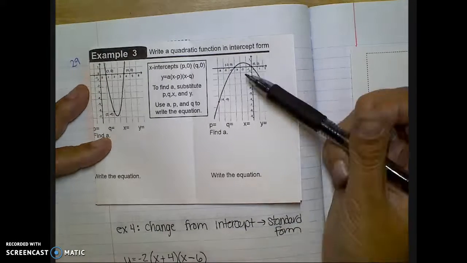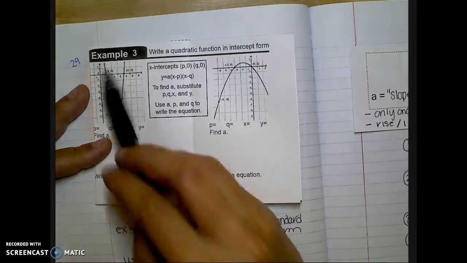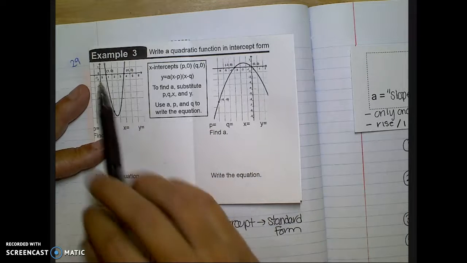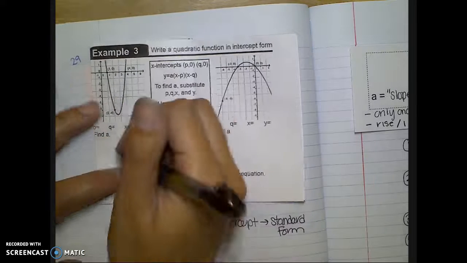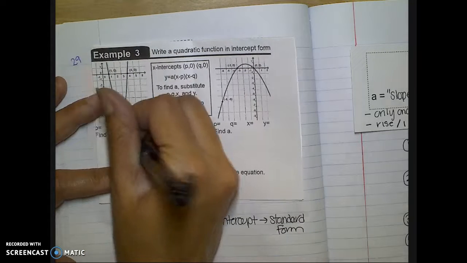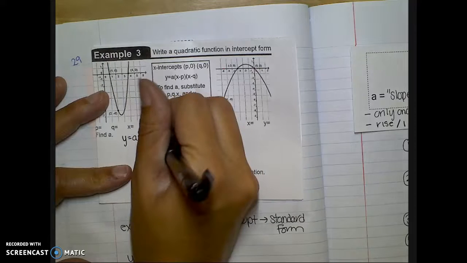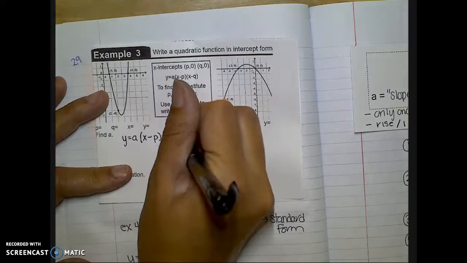Example 3 is writing the equation given the graph. So it's a lot like vertex form yesterday. Our graph is here. We can see some things plotted out on it. We know that we're going to write it in intercept form, so it needs to look like y equals a, parenthesis x minus p, x minus q.